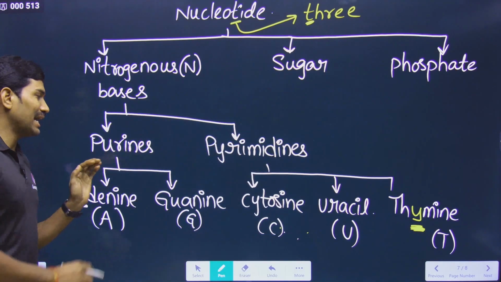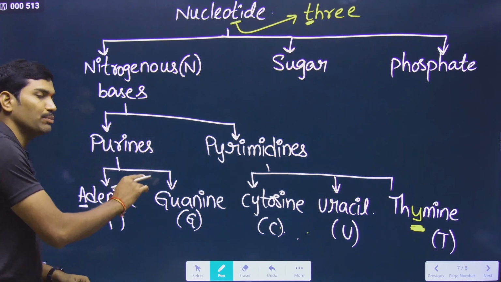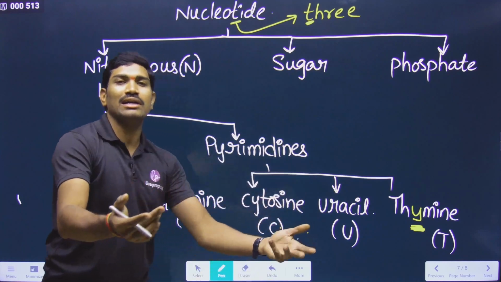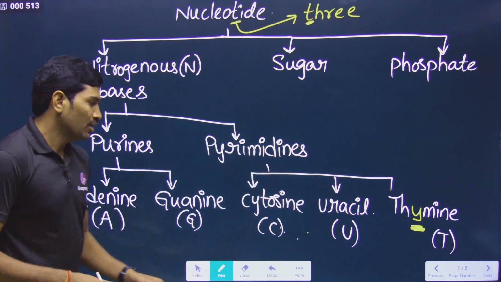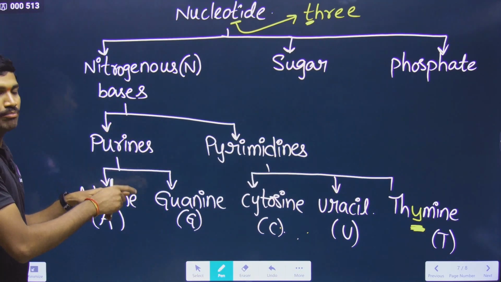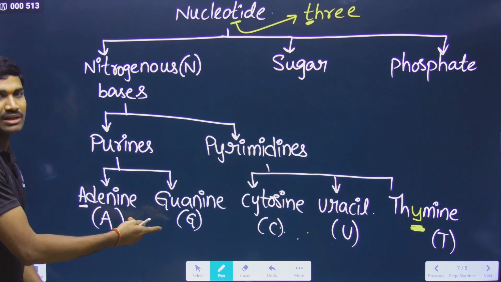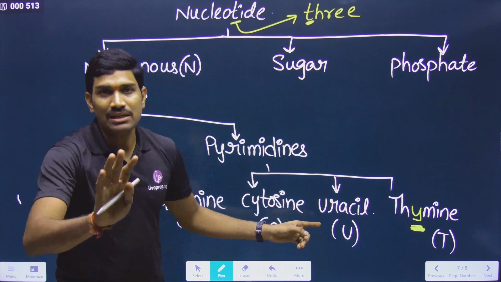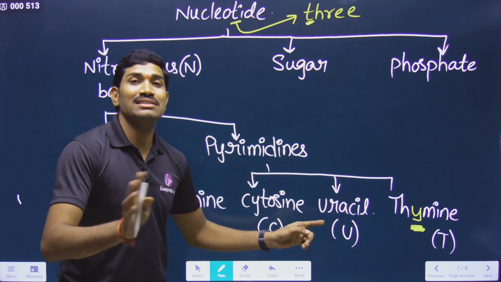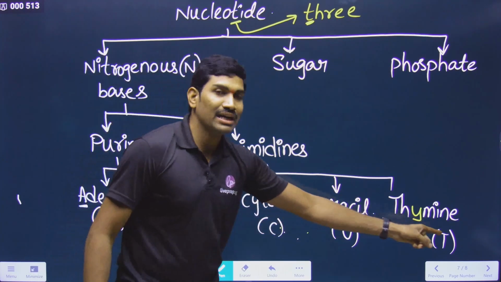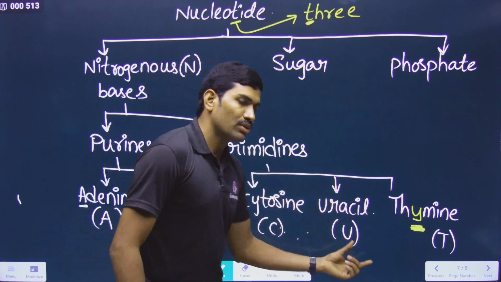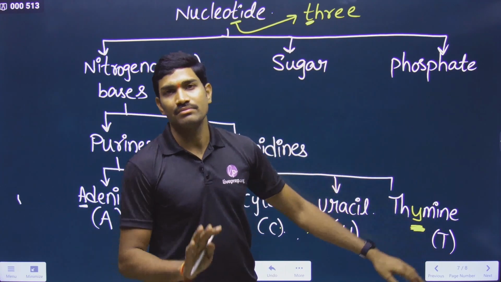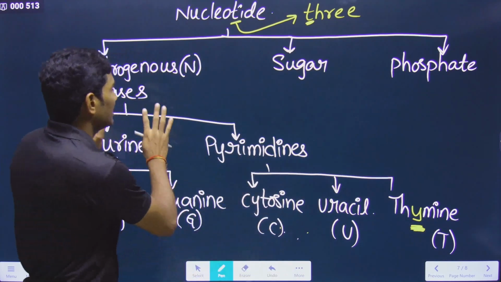Nitrogenous bases are broadly classified into 2 types. Those which have a purine ring are called purines. Those which have a pyrimidine ring are called pyrimidines. Within the purines, again based on substitutions, there are 2 types: adenine and guanine. Here all 3 pyrimidines have the basic pyrimidine ring, but based on the differences in the substituted molecules, there are 3 types: cytosine, uracil and thymine. That's it. So this is about the nitrogenous bases.